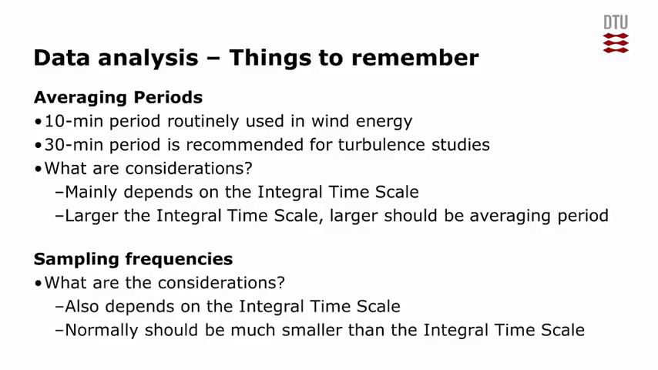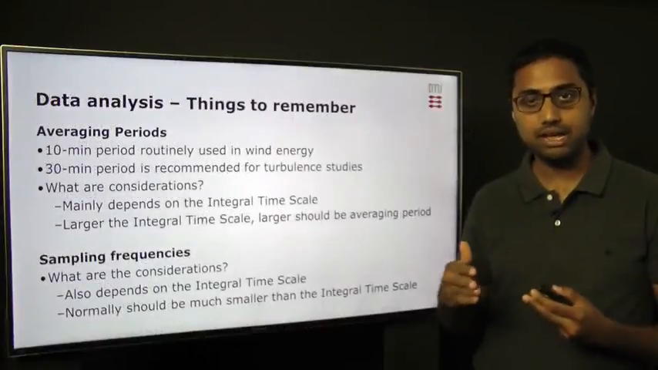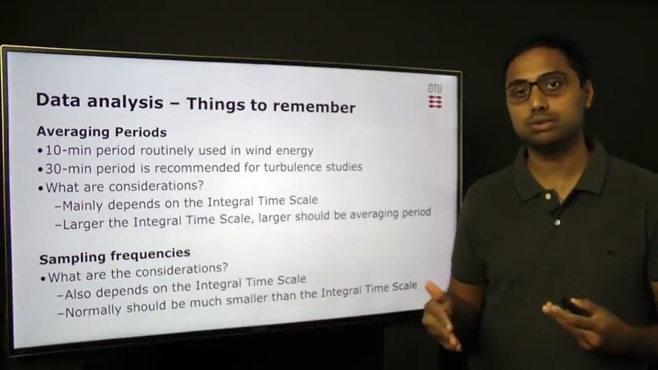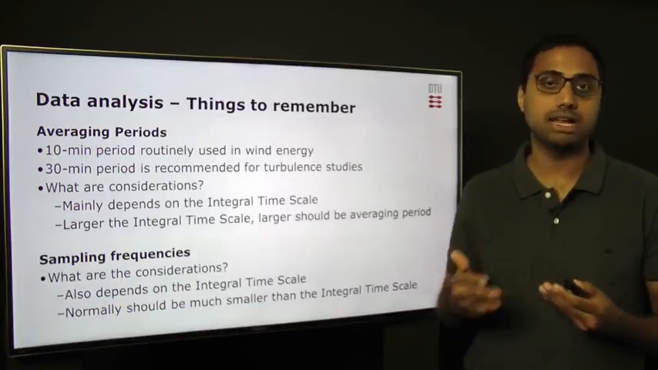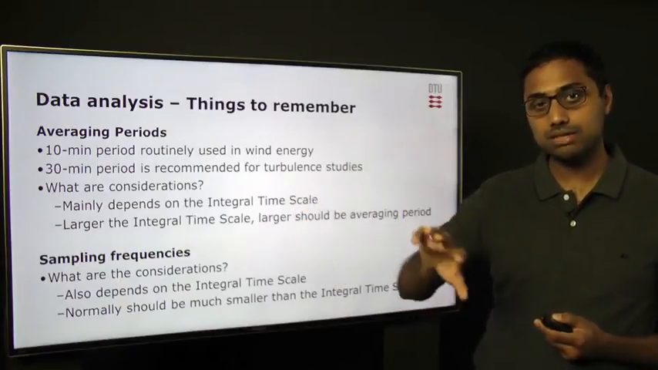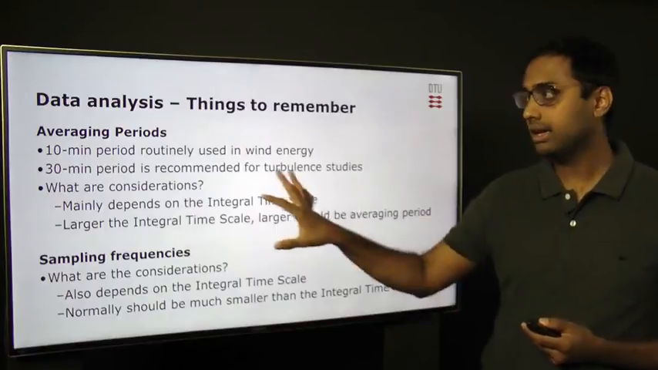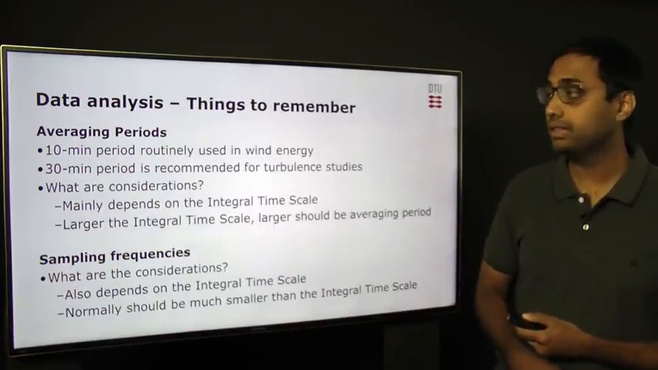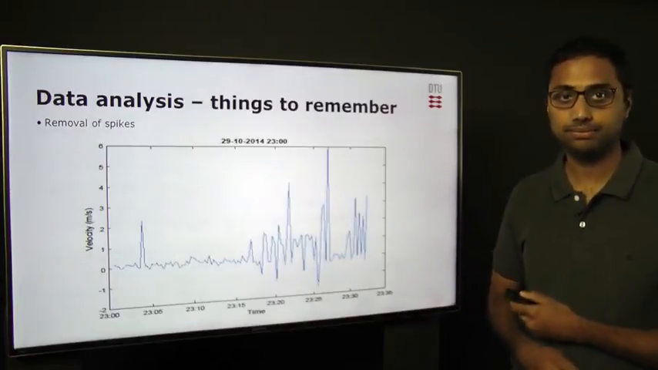Coming to sampling frequencies, what are the considerations? It also depends on the integral time scale. So normally, the sampling frequency should be much smaller than the integral time scale. Otherwise, the random errors in the estimated turbulence statistics are quite large, which normally we don't like. And now you can see a connection between the concepts that were introduced previously and the concepts also used in routine data analysis. That is why these concepts are important to understand.